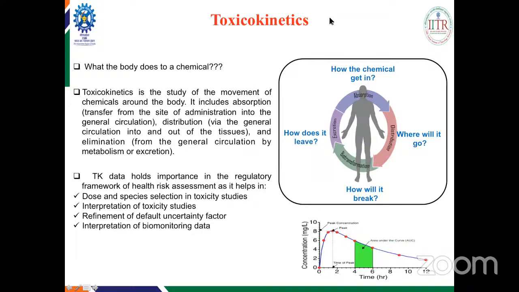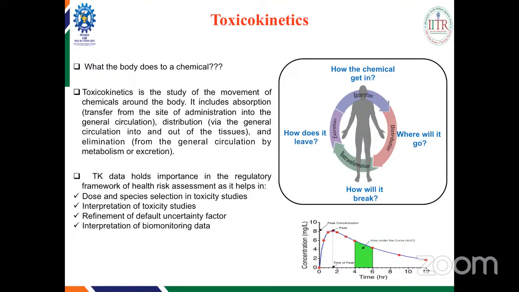So in terms of definition, toxicokinetics is the study of the movement of a chemical around the body. It includes absorption. I think all the people here are from a pharma background, so they understand this terminology very well. Absorption is primarily the transfer from the site of administration into the general circulation. Whatever medicine we take, by any route, it has to reach the circulation, and that is primarily governed by the absorption process.